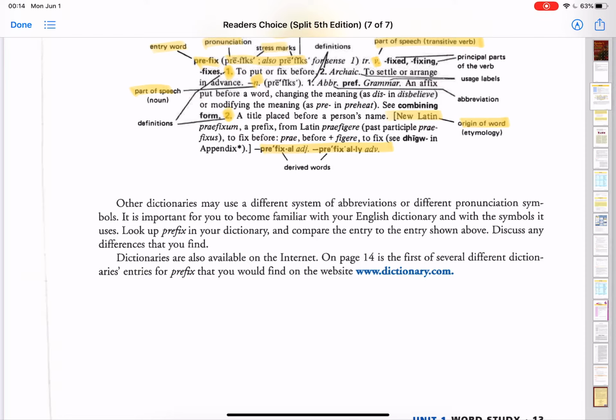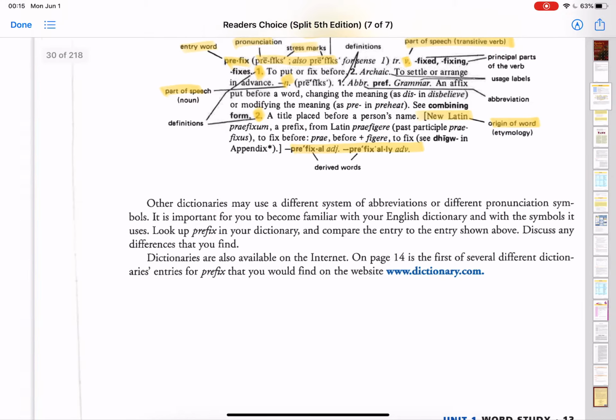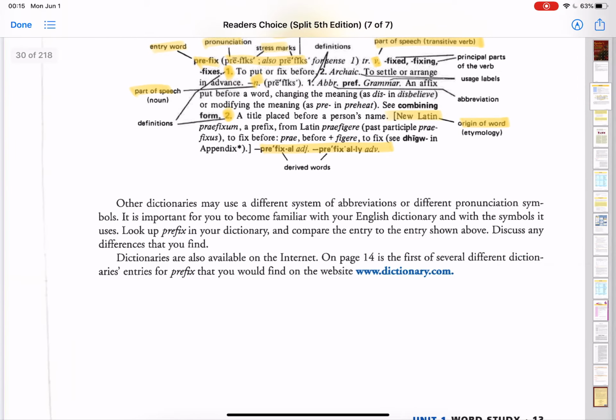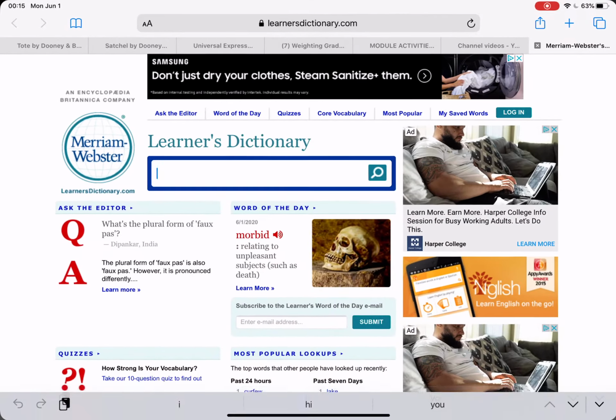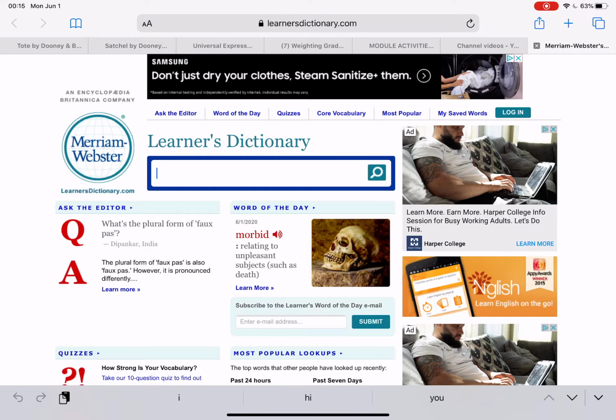Different dictionaries use different systems of abbreviations or different pronunciation symbols, so it's very important for you to become familiar with a dictionary that you like in English and the symbols that it uses. I'm going to recommend an online dictionary that you use, okay? So this is the webpage for learnersdictionary.com. This is one of my favorite dictionaries. I think it's really great for non-native speakers of English.